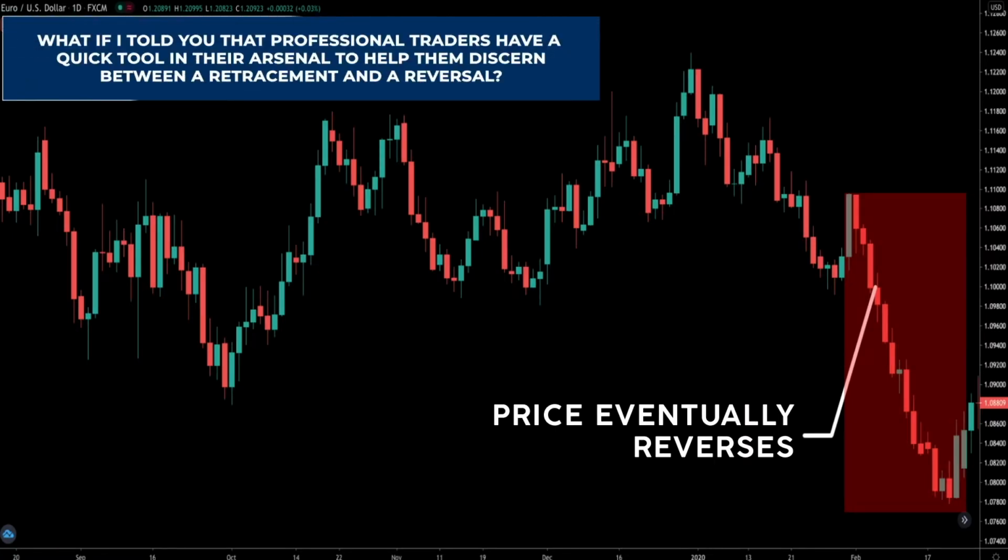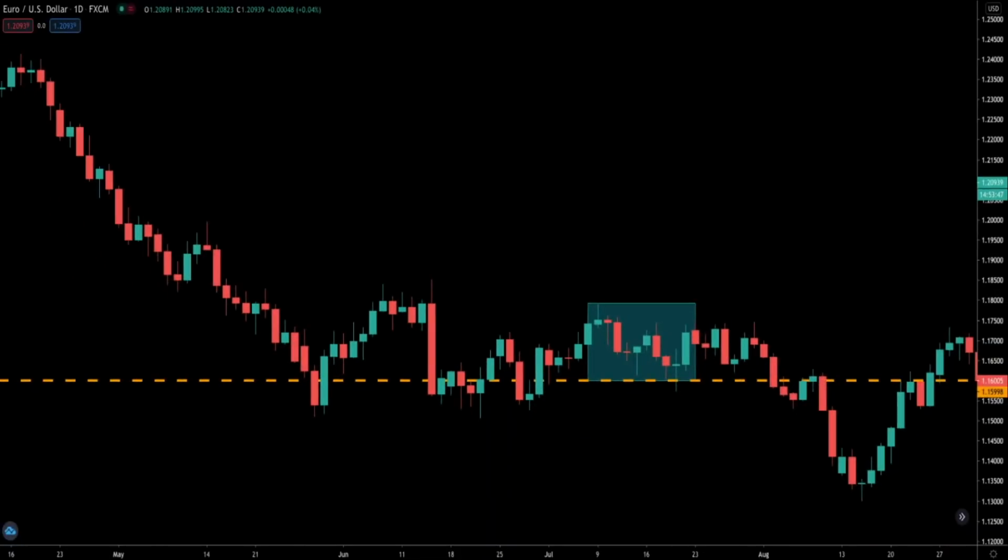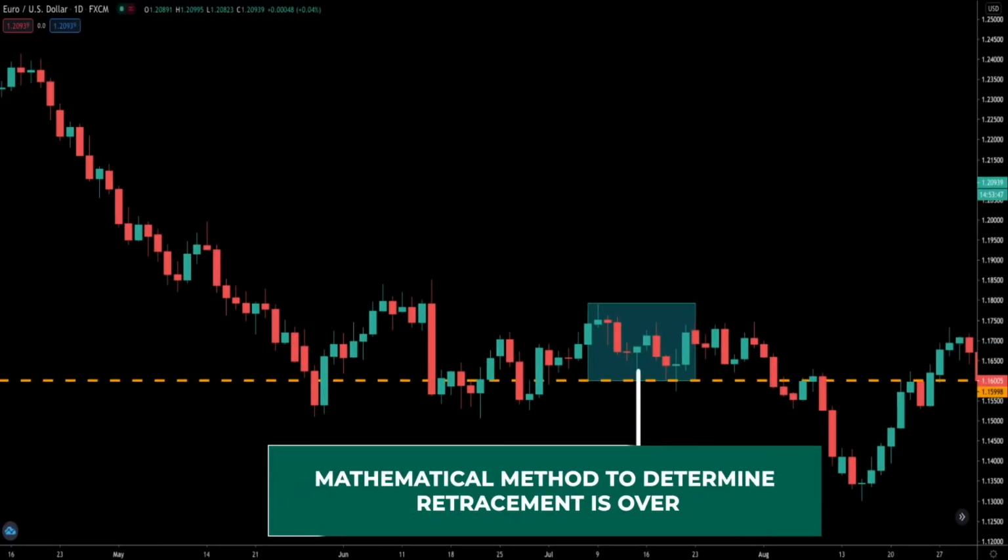But what if I told you that professional traders have a quick tool in their arsenal to help them discern between a retracement and a reversal? Would you be keen to know? Well, in this video, I want to show you an accurate way to predict the end of a retracement. It's a mathematical method which I'm going to show you.